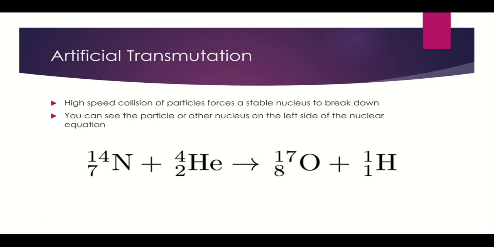An obvious way of seeing that you have artificial transmutation is by seeing that you have two reactants on the left side of the arrow. You have the arrow in the middle of your equation. If there are two things to the left of it, you have artificial transmutation, where in natural decay you only ever have one.